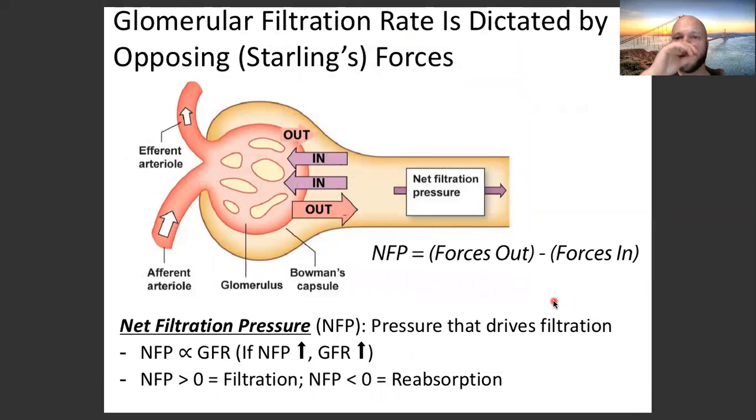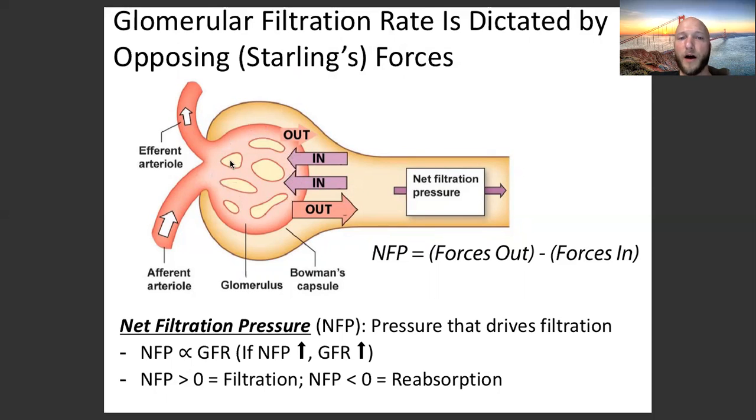Glomerular filtration rate is dictated by opposing forces. So these are the same basic forces that we see in normal systemic capillaries. Some of the names have been changed, but they're the same basic forces. You have the hydrostatic pressure in the glomerulus pushing out. You have the hydrostatic pressure in the nephritic tubules and Bowman's capsule pushing back in.